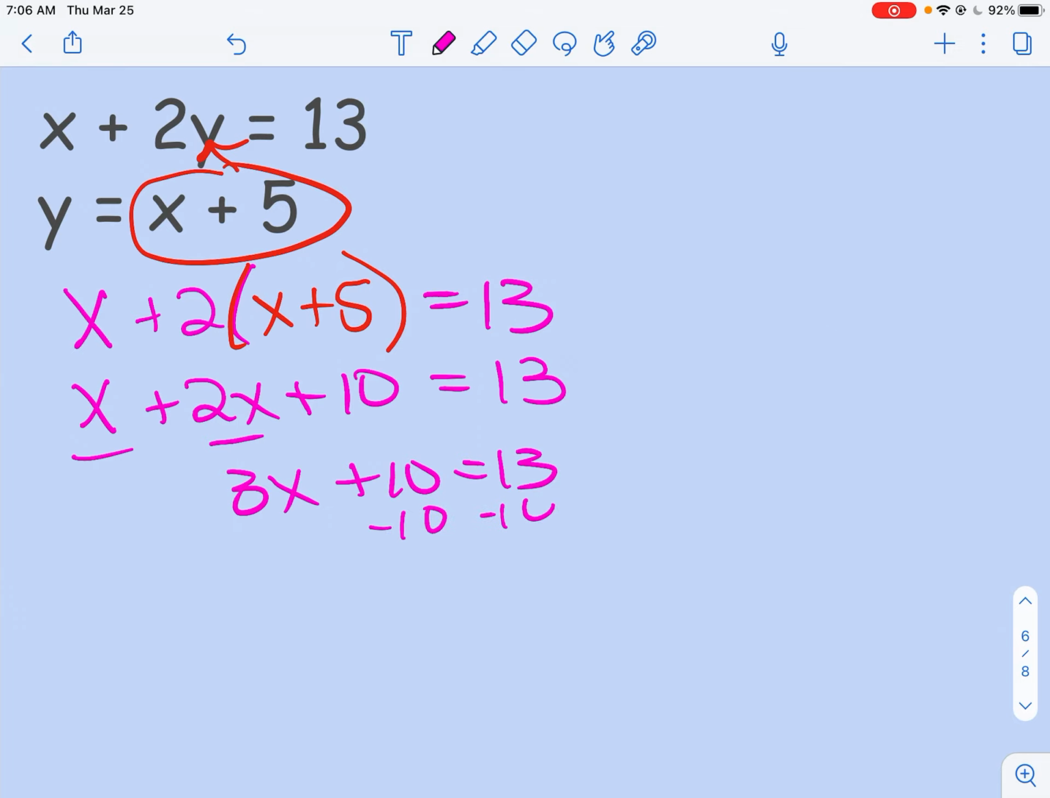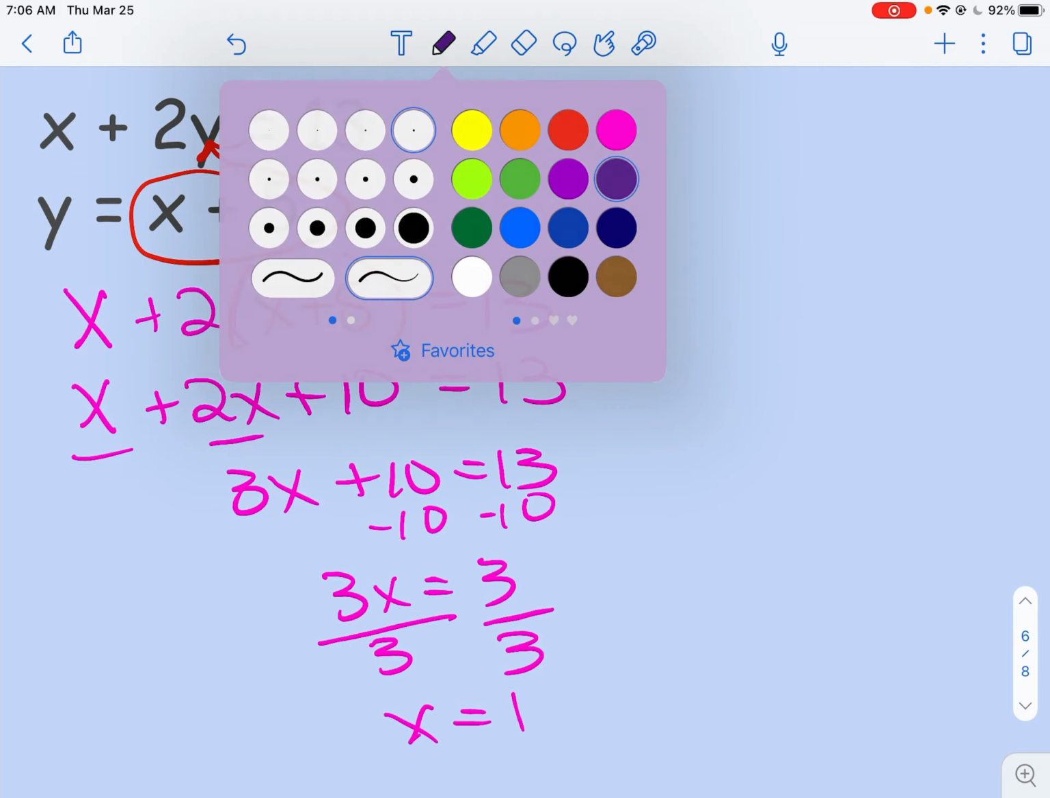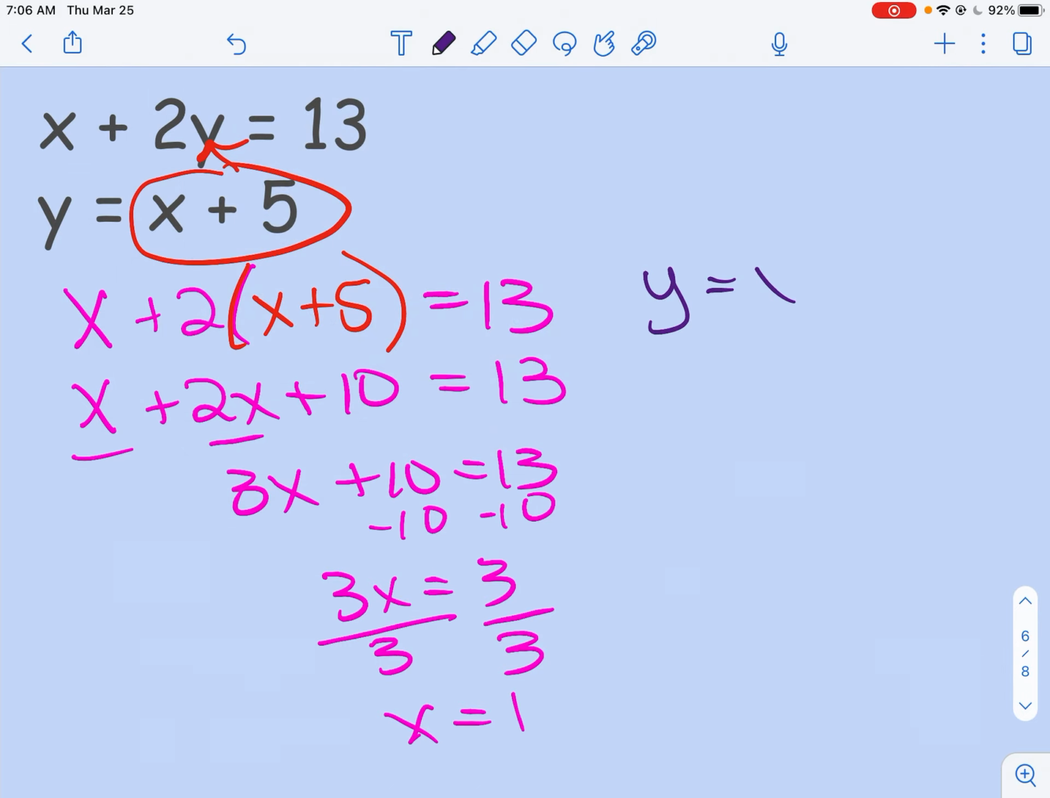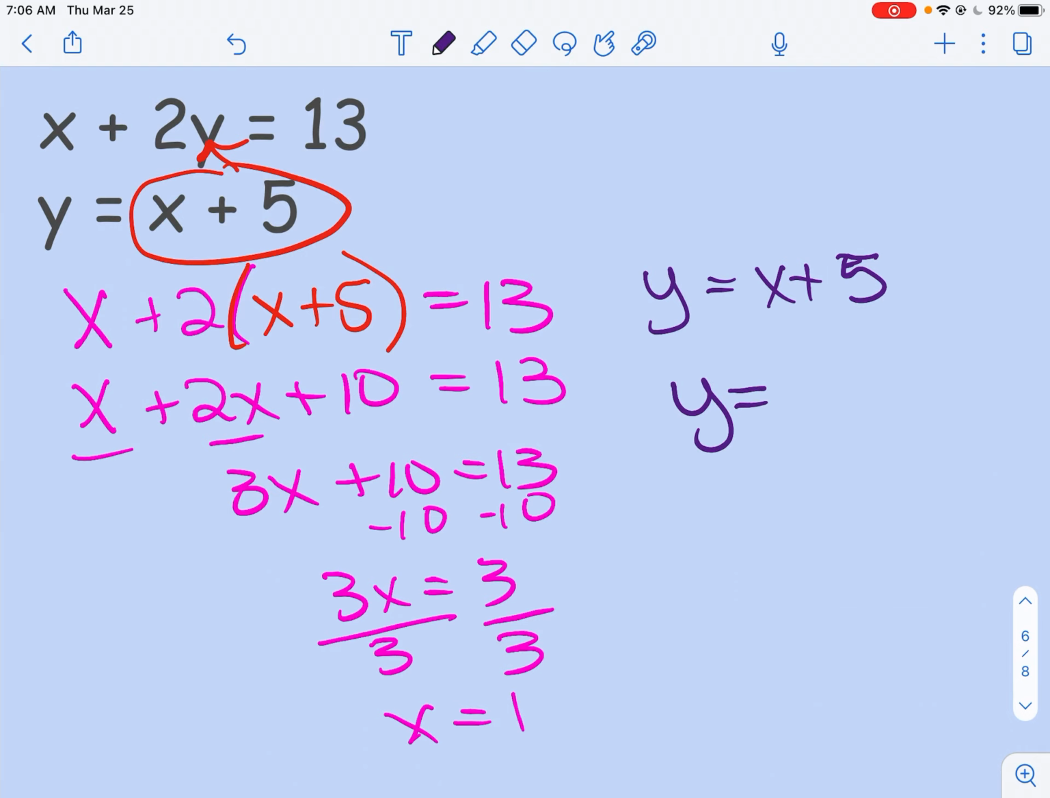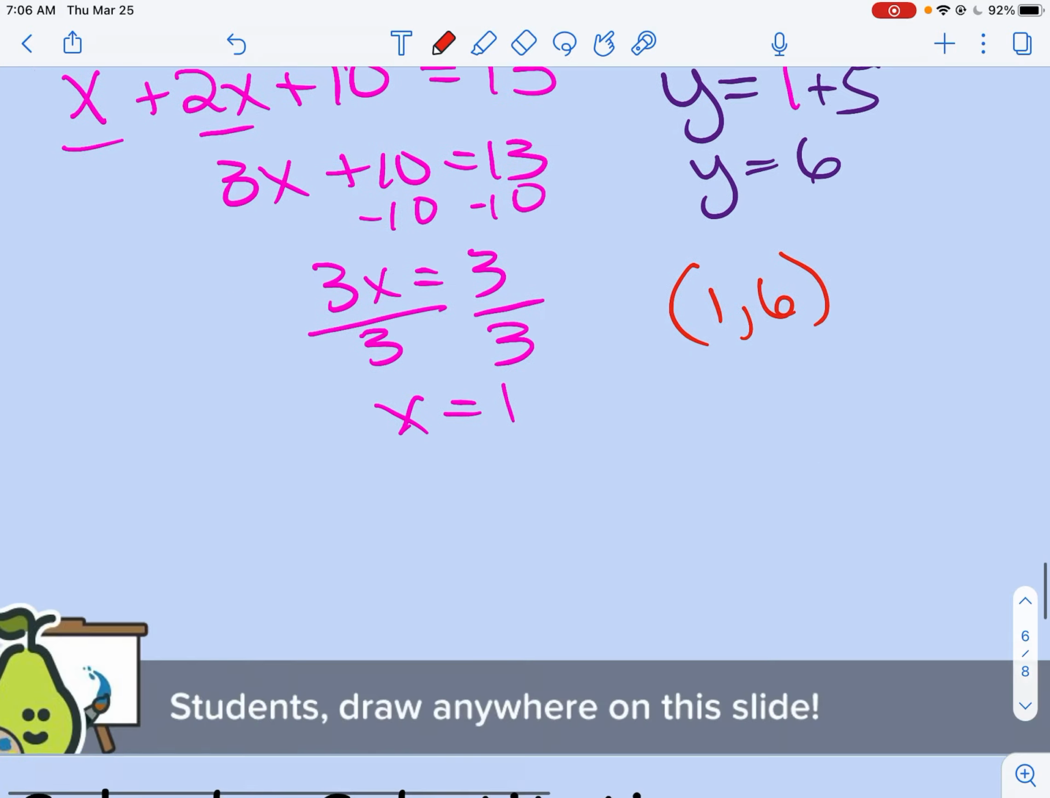So then I subtract 10 from both sides. I get 3x equals 3. Divide by 3 and x equals 1. So then I plug that into this equation right here. y equals x plus 5. So I get y equals, replace that, 1 plus 5. So y equals 6. So that means that I have 1, 6. So that has a solution of 1, 6.